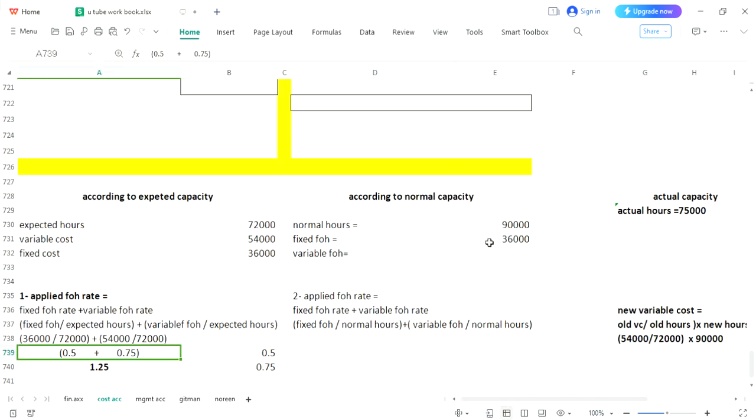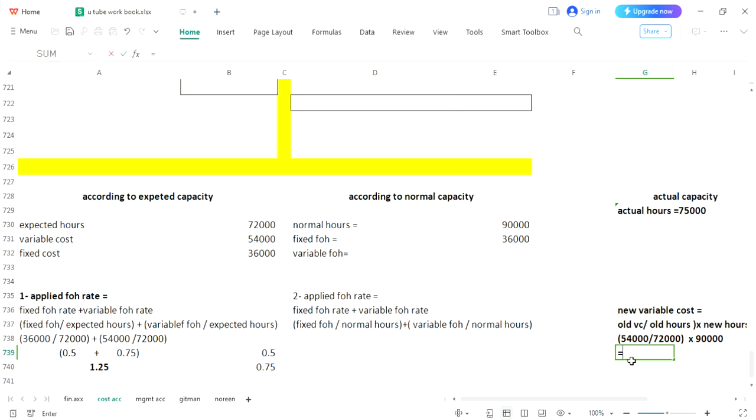What actually we have done: old variable cost, that means what already was present. Here variable cost for expected capacity was present, we have put it over here. For this, hours were 72,000, we have put here. But what we were requiring is variable cost according to 90,000 hours. So new hours are 90,000. In this way our statement has been completed.